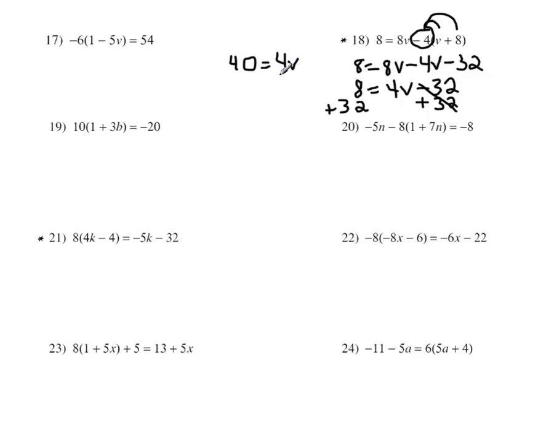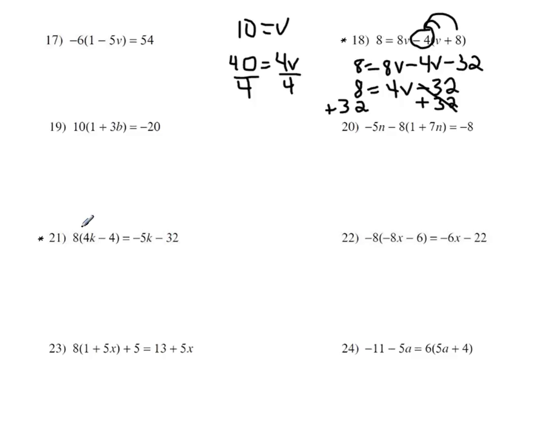The 4 and the v are attached by multiplication. To undo multiply, we have to divide. We divide on both sides. You always have to do everything to both sides to keep it balanced. 40 divided by 4 is 10 equals v.